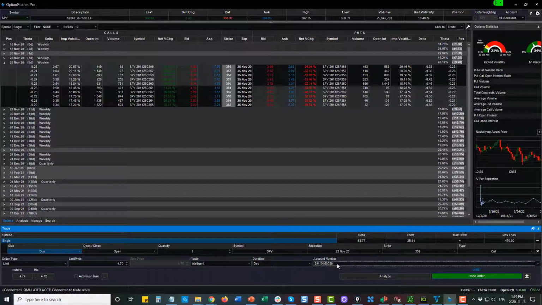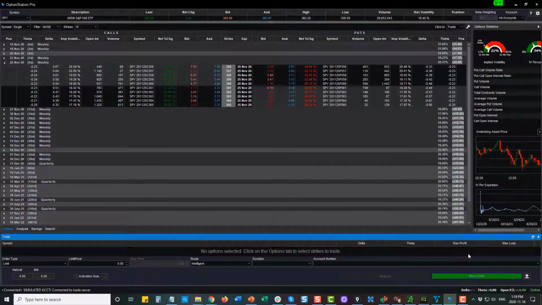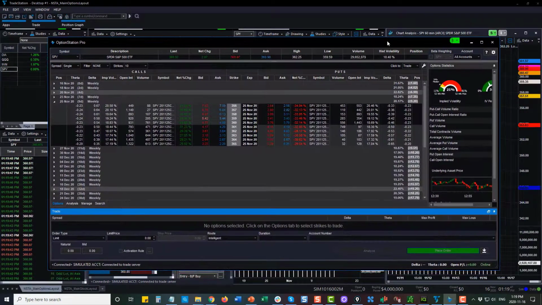Get comfortable just placing an options trade and seeing what it's like in the market, right? And you can always reset your sim account because you're getting comfortable using the chain. You're getting comfortable using the information, okay? And that's the whole point. The whole point is getting comfortable using the option chain so that you know how to place a trade.